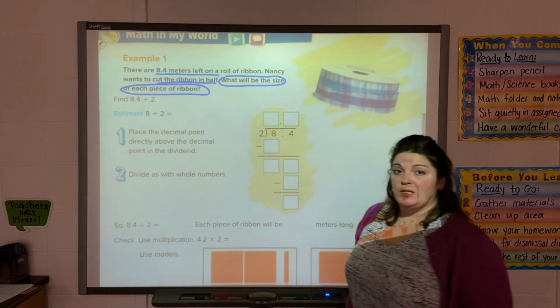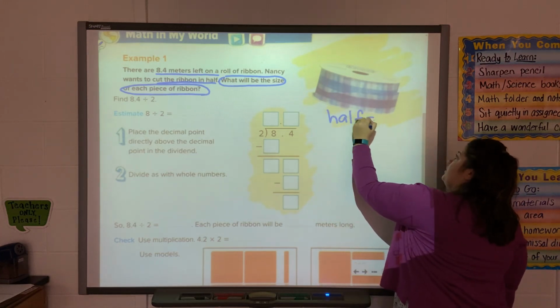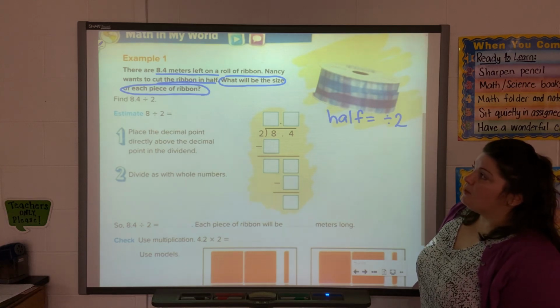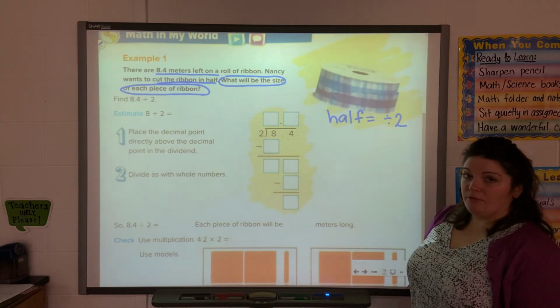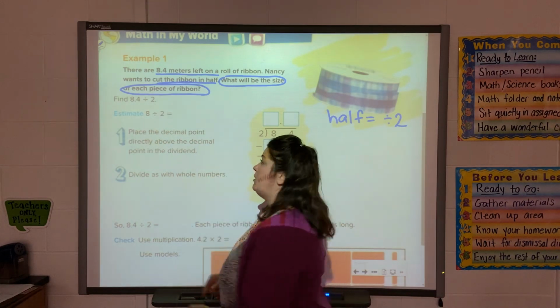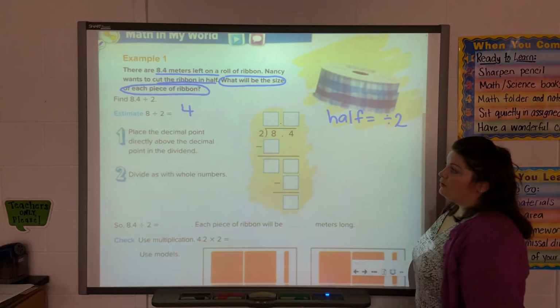You have to know that when you cut something in half, you divide it by 2. So half equals dividing by 2. For an estimate, we're taking 8 4/10 and we're saying that's pretty close to 8. And I can mentally do 8 divided by 2, which is 4. So we know our answer should be around 4.